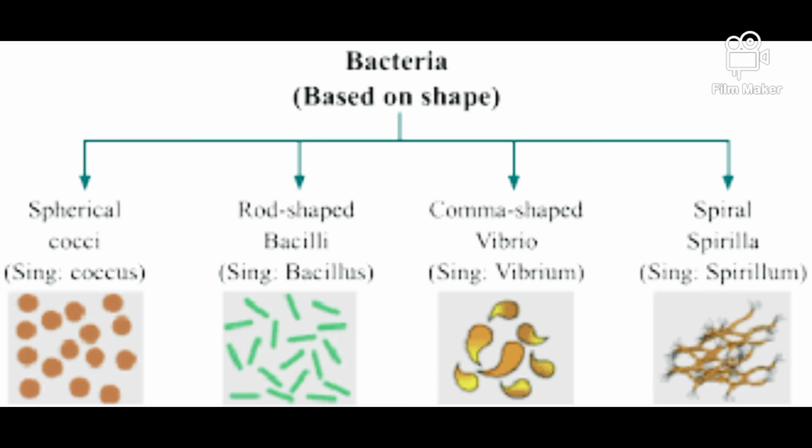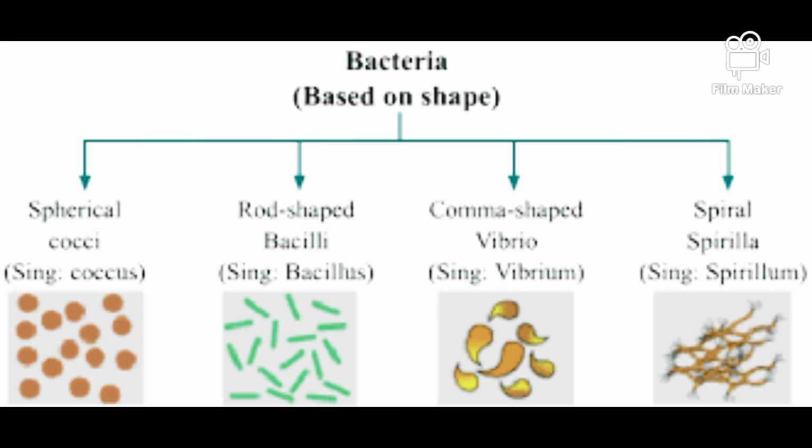The bacteria are classified into four major groups based on their shape, given in the flow chart. The first is spherical, second is rod shape, third is comma shape, and fourth is spiral. In the images, we can see the shapes of the bacteria, how they look.